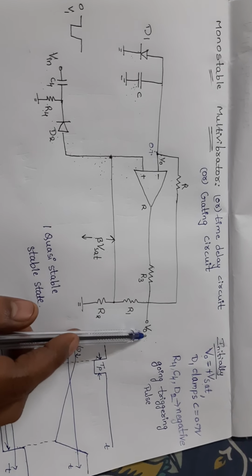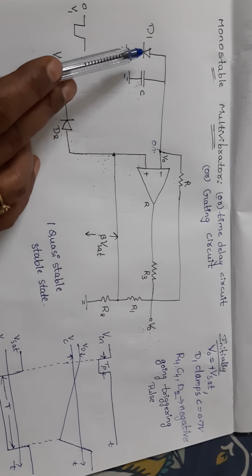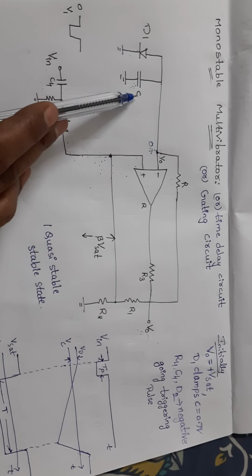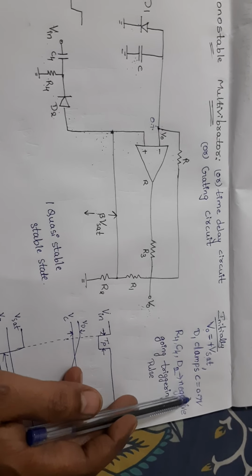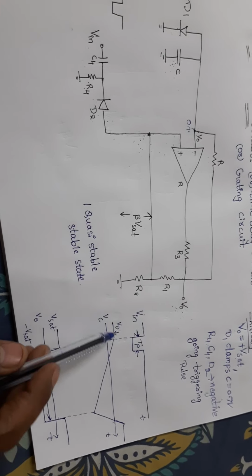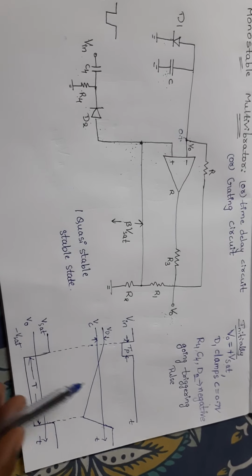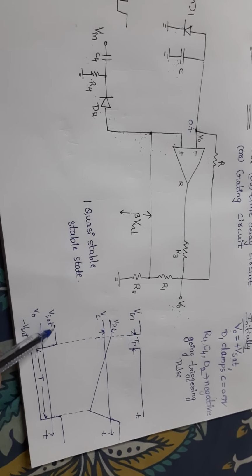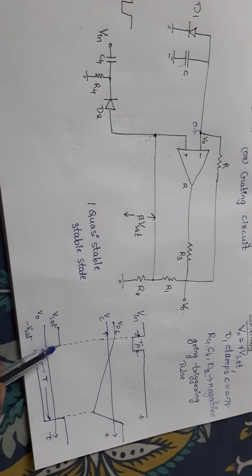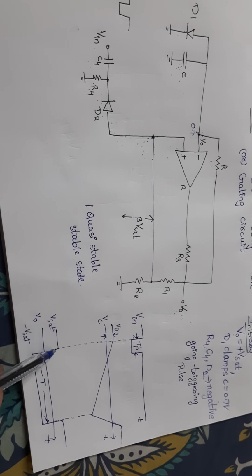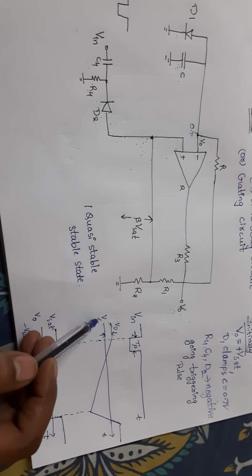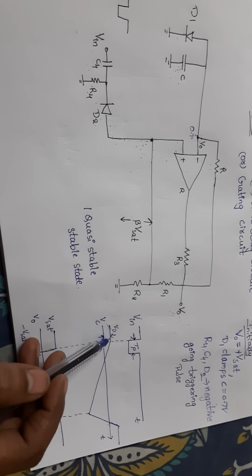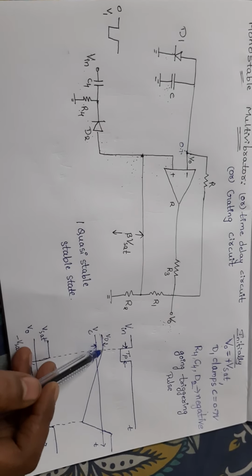If we assume V0 is plus Vsat, then the diode is clamping this capacitor to how much? 0.7 volts. See, observe the graph here. So initially when the output is plus Vsat, see my pen mark. When the output is plus Vsat, the diode is making the constant voltage across the capacitor 0.7 volts.